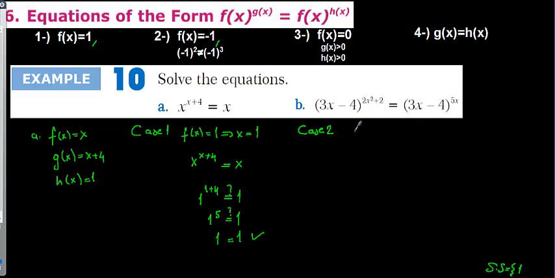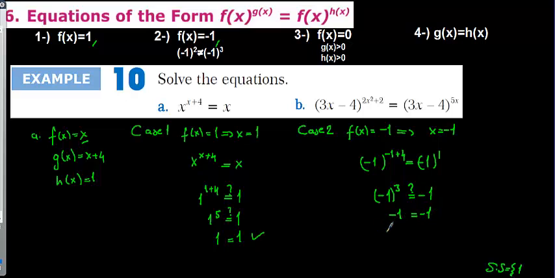Okay, case 2. In case 2, if f(x) is equal to minus 1, this means that, since f(x) is equal to x here, x is equal to minus 1. Okay, and if x is equal to minus 1, it's going to be minus 1 to the power of minus 1 plus 4, which is equal to minus 1 to the power of 3. Is it equal to minus 1? Yes, minus 1 is equal to minus 1. So x also is equal to minus 1.